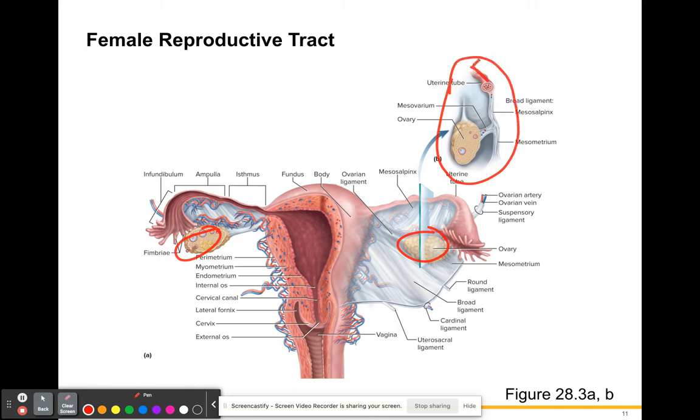So here is the fallopian tube, okay, which is this. Here's the fallopian tube that leads from this ovary. So when that follicle bursts and that ova is released, it is released into the fallopian tube. Here you can see the cilia and the musculature of that fallopian tube inside.